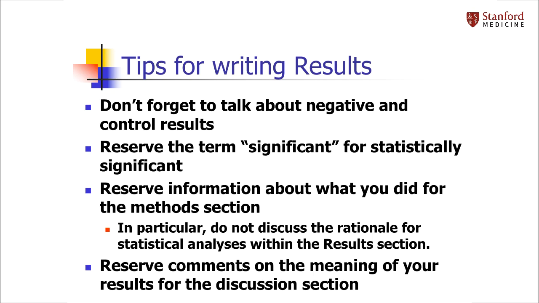Also, try not to mix results with methods. One thing I commonly see is that authors spend a lot of time justifying and explaining their statistical approach within the results section. They feel like they need to give the rationale for which models they ended up using. But this is confusing for the reader. The results section is about what you found, not what you did. So justify and explain the statistical approach within the method section. Then in the results section, just tell the reader what those statistical models revealed.